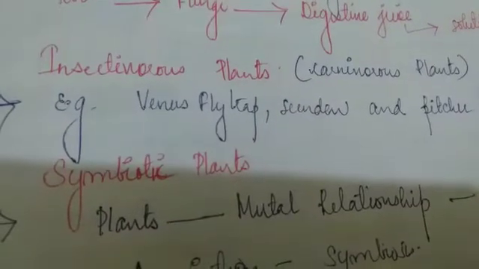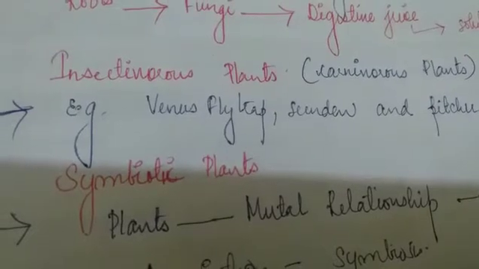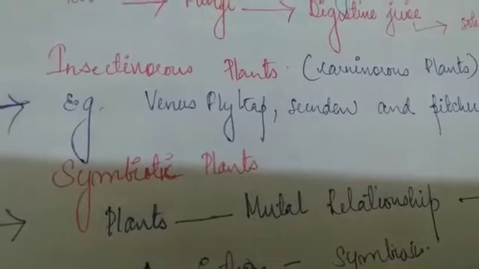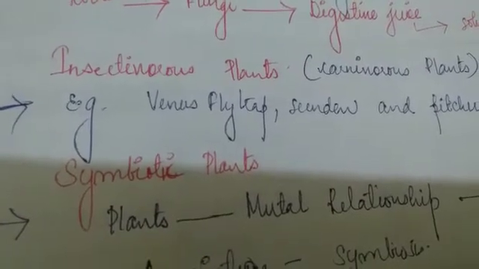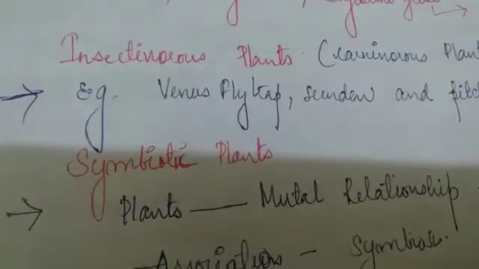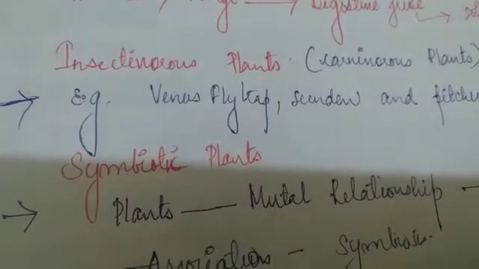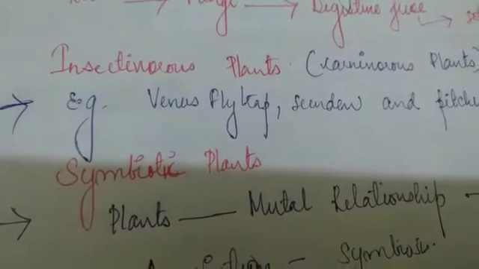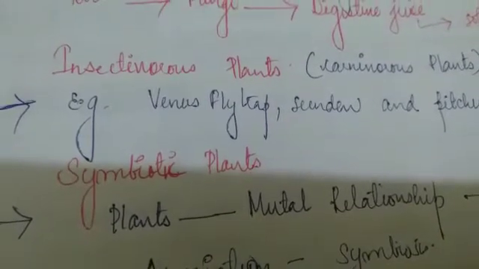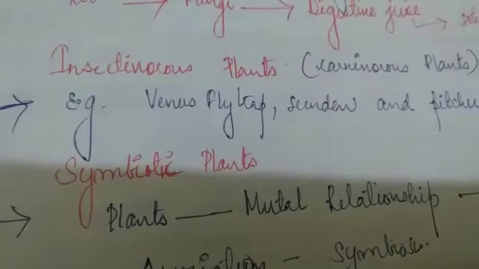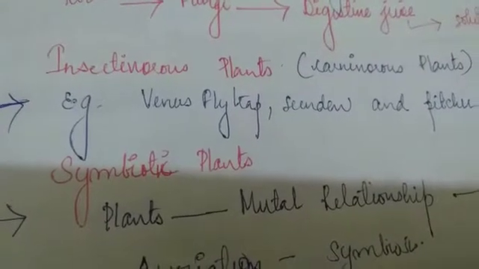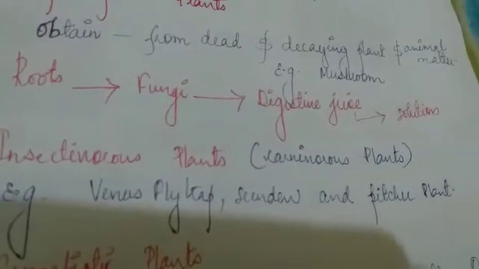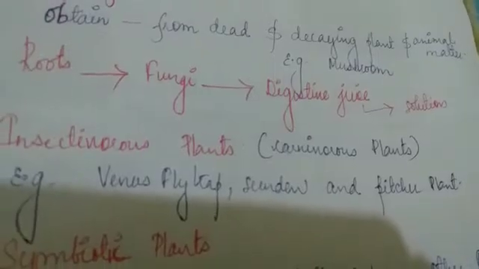In these plants they have chlorophyll, but they don't prepare all their food, as they are growing in a place where there is a lack of nitrogen. So what they will do, the plants will trap and kill small insects, and then they will digest them to obtain proteins. Some examples are Venus flytrap, sundew and pitcher plant.